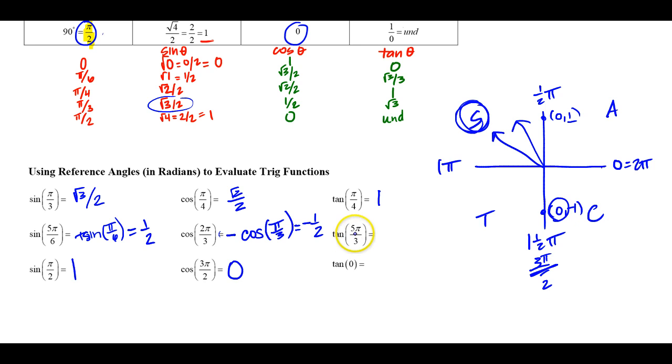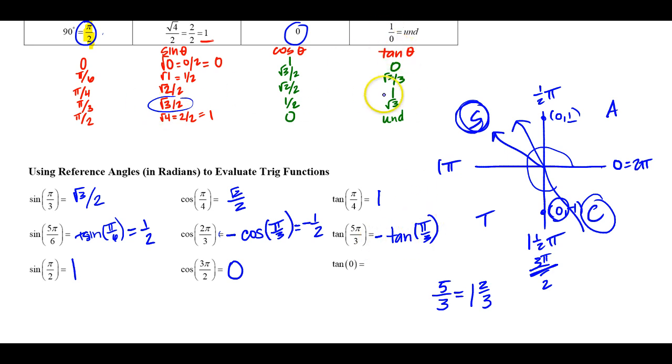Tangent of 5 pi over 3. So 5 pi over 3 is going to have a reference angle of pi over 3. So now it's deciding, well, 5/3, what quadrant's that in? 5/3 is 1 and 2/3, which is going to be way over here in quadrant 4, where the only function positive is cosine. So this is going to have to be negative tangent pi over 3. And looking at my chart, tangent pi over 3 is radical 3, so my answer is negative radical 3.